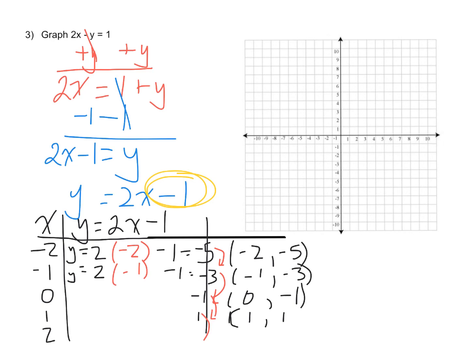And I can't fit it in because I've run out of room on the bottom, but my last point should be 2 comma 3, which would be my point right over there, but I just don't have a lot of room on the bottom.